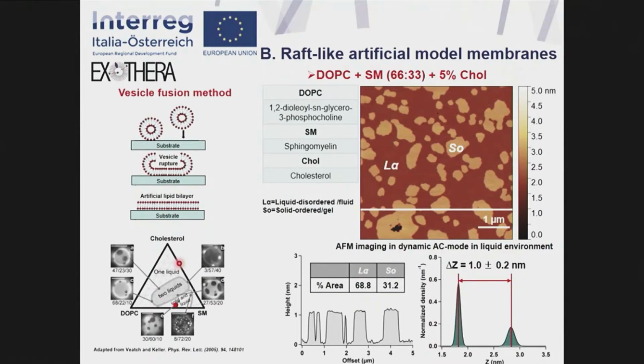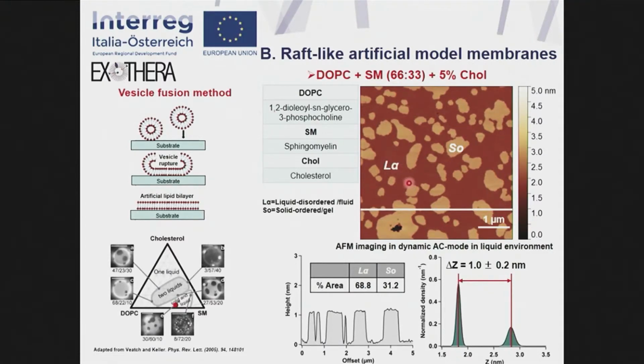In this case, we used 3 lipids: phosphatidylcholine, sphingomyelin, and cholesterol. Sphingomyelin and cholesterol are 2 molecules that are enriched in lipid rafts. We used the vesicle fusion method to produce a planar lipid bilayer deposited on mica, and we analyzed the morphology of this membrane with atomic force microscopy in liquid.